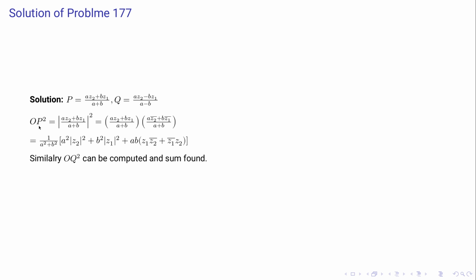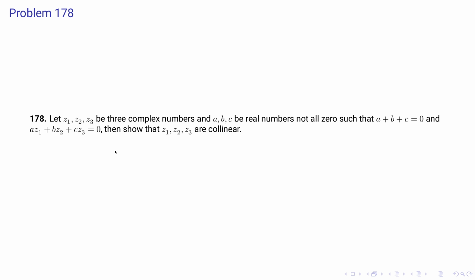Once we have that, we can evaluate OP square, which is equal to, you can read out the equations and you can figure out this is equal to 1 by (A plus B) square multiplied with A square mod Z2 square plus B square mod Z1 square plus AB (Z2 bar Z1 plus Z1 bar Z2). And similarly, you can find OQ square, and that is left as an exercise for you. And once you have found OQ square, you can add them and find the sum.